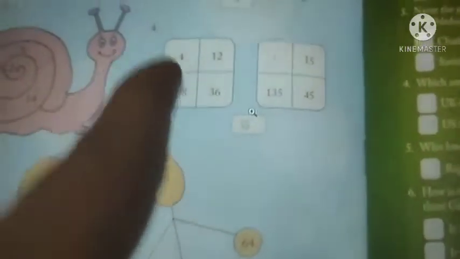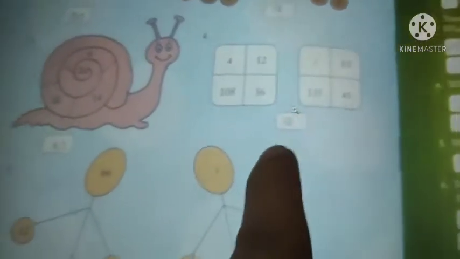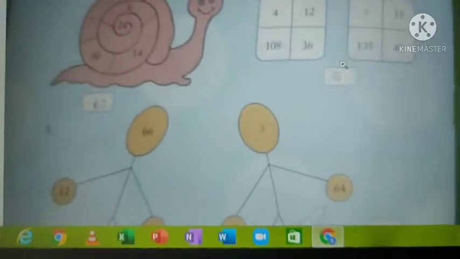Multiple of 3 is the answer. So what into multiple of 3 will you get 15? 5. So 5 is the answer. That's all. Okay, we'll go for the next question.